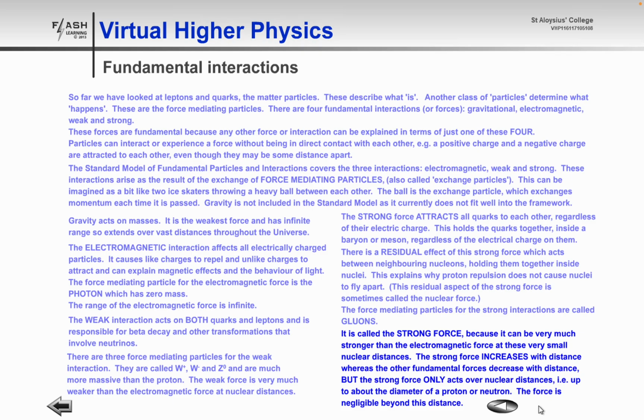And it's called a strong force because it's much stronger than the electromagnetic repulsion that we've just been talking about over very small nuclear distances. The strong force increases with distance, which is why it's hard to pull these protons apart, for instance, to split the nucleus of the atom. But once it gets beyond a certain distance, it decreases dramatically. Right, so it really only acts over very short nuclear distances and is negligible beyond that.